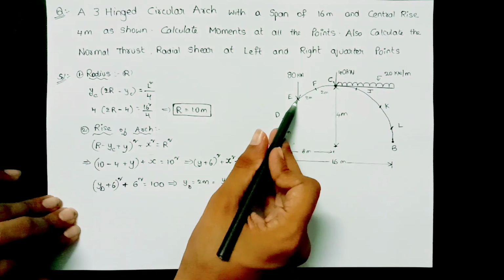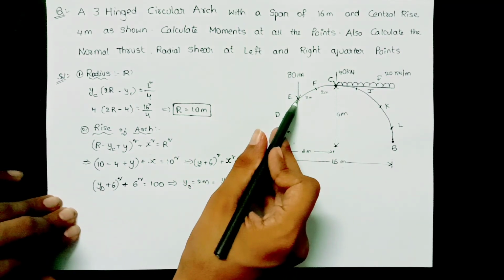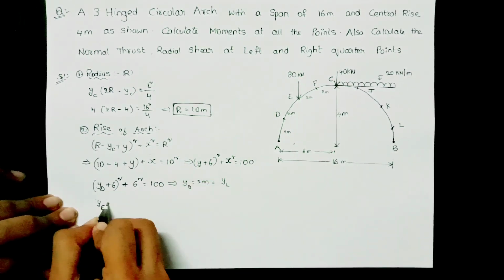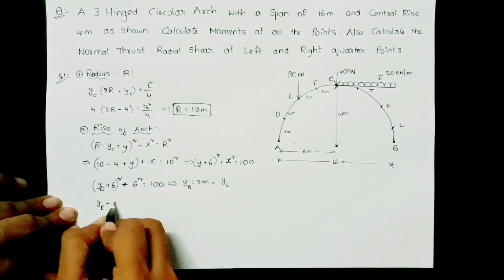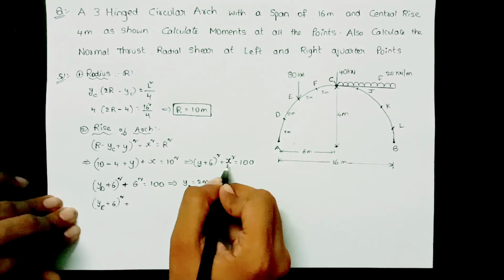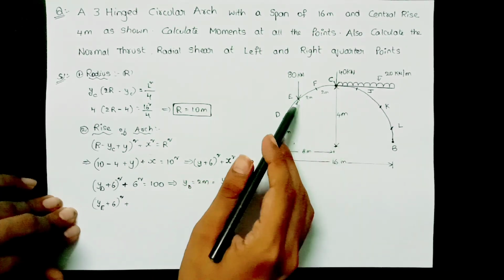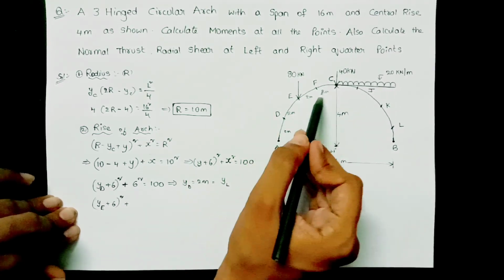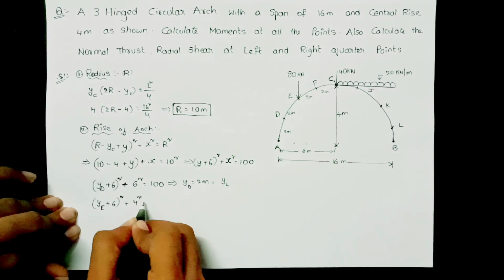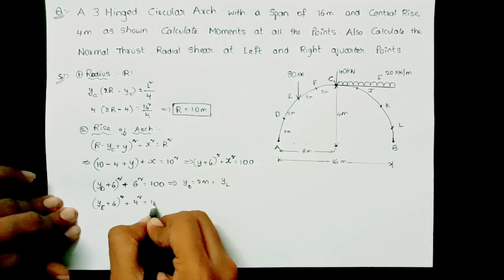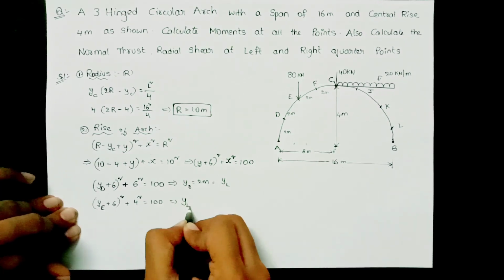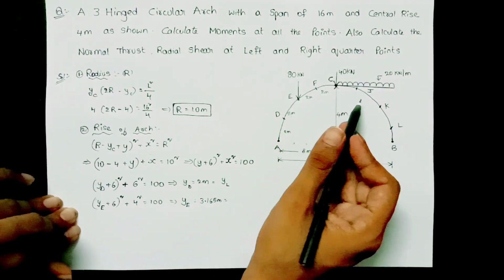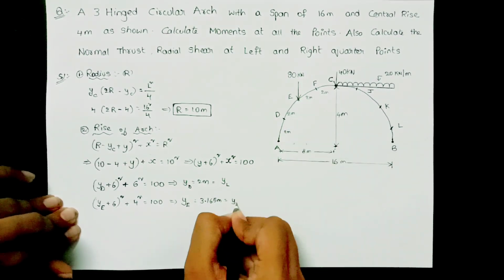Now, after D, we have to calculate the rise of the arch at point E. Now (yE plus 6) whole square plus x square, so this is the general equation we need to follow, where x is the distance from the center to the point E. So this is the center of the arch and this is the point E. From 2 plus 2, 4 square equal to 100. On simplifying, you will get yE equal to 3.165 meters, which is also equal to the corresponding point on the right half span, yK.